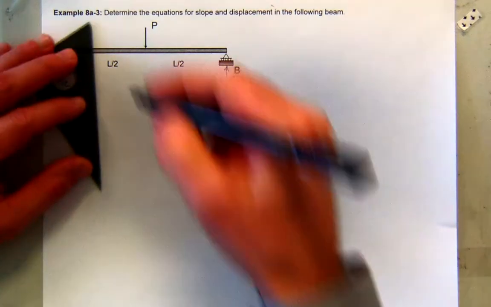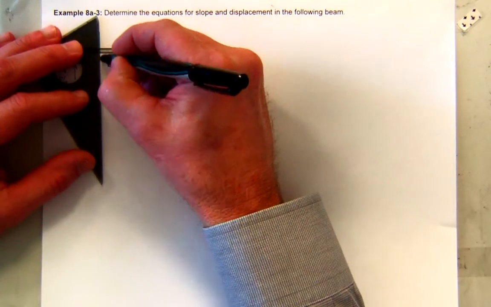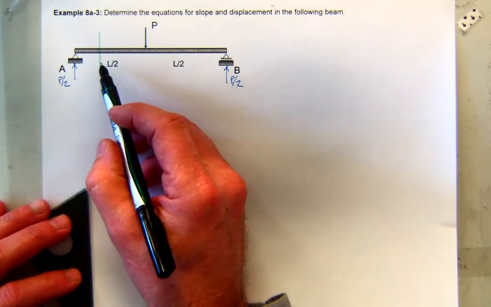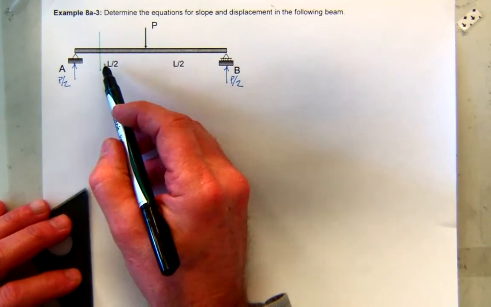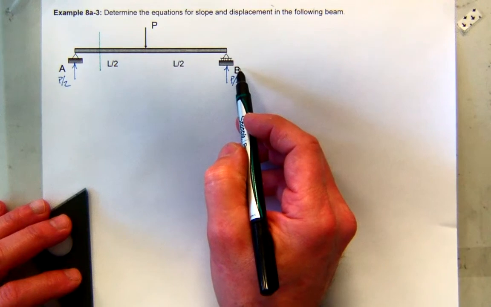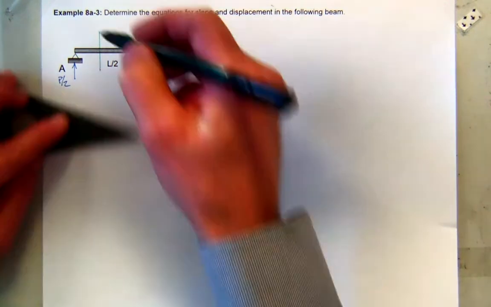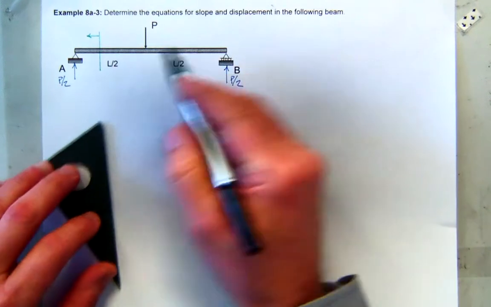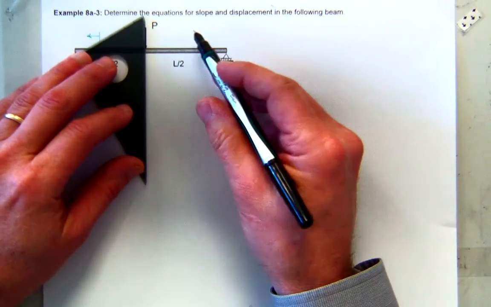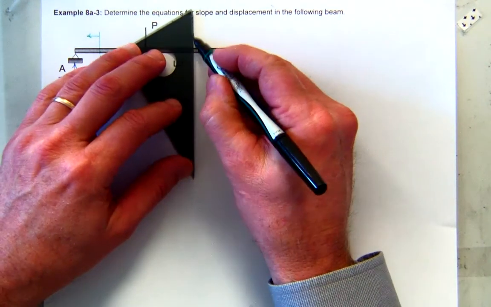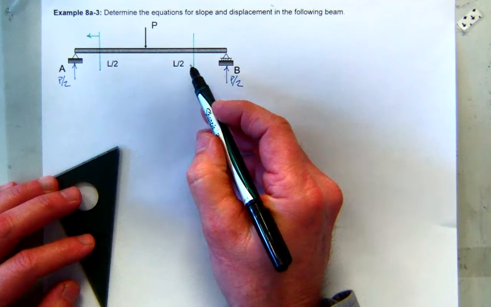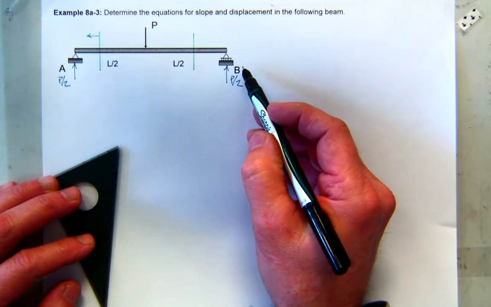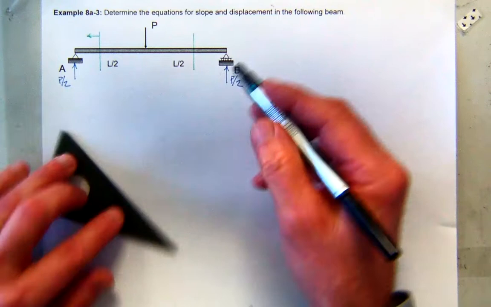But I will go through the details of I need to cut the structure between 0 and L over 2, and you have to ask yourself, do you want to work the left side or the right side? And I think the left side would be easier here. And then you want to cut it again somewhere between L over 2 and L, and you ask yourself, do you want to work the left side or the right side? I think in this case I'll work the right side.